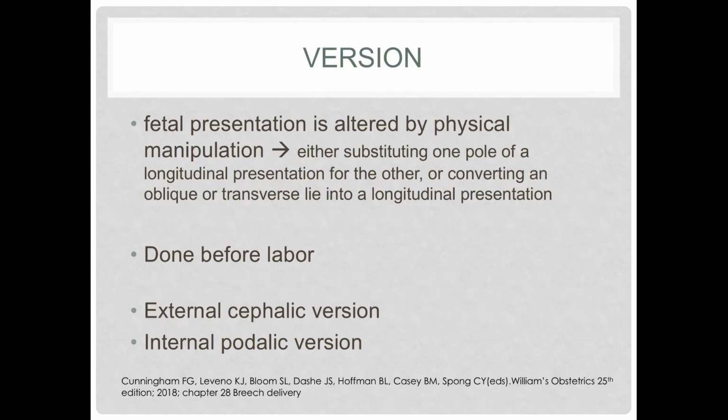Version is when the fetal presentation is altered by physical manipulation, either substituting one pole of a longitudinal presentation for the other or converting an oblique or transverse lie into a longitudinal presentation. And this should be done before labor. There are two kinds of version. We have the external cephalic version or the internal podalic version.